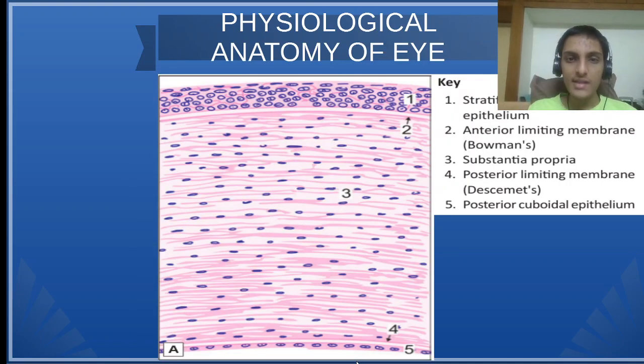So coming to the layers of the cornea, what we are seeing, stratified squamous corneal epithelium. Then here 2nd and 4th we are seeing anterior and the posterior limiting membranes. So anterior is the Bowman's membrane, posterior is the Descemet's membrane. Third layer is the substantia propria or the substance proper. And here we are seeing the posterior cuboidal epithelium. These are the 5 layers.